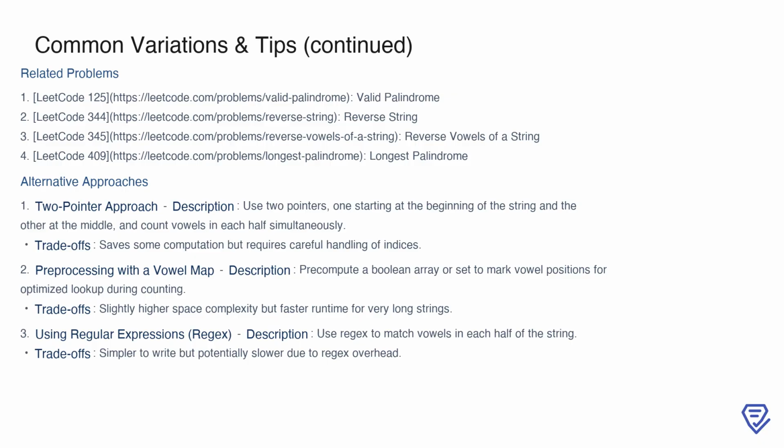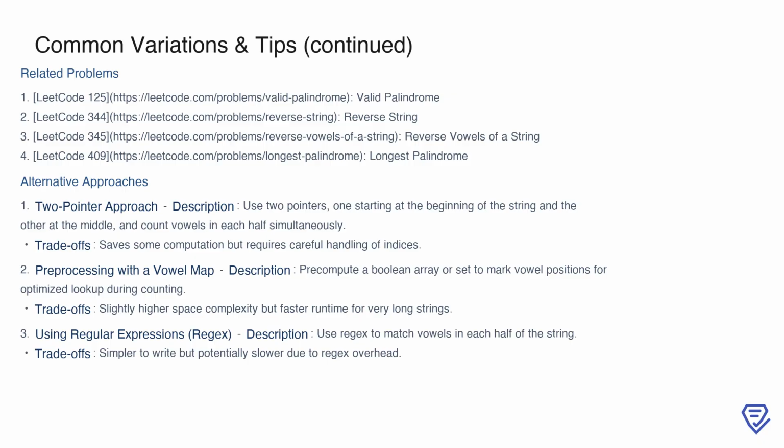In terms of alternative approaches, you might consider using a two-pointer technique. This involves one pointer starting at the beginning of the string and the other at the middle, counting vowels in each half simultaneously. While this can save computation, it requires precise index handling.